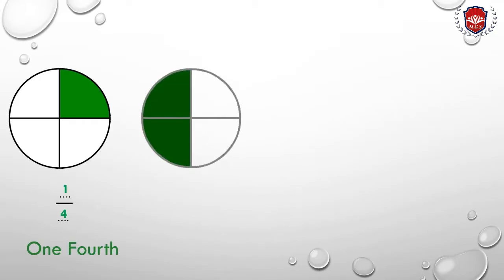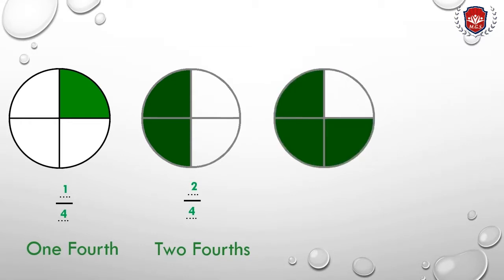As we said before, this is 1/4. Look at the next picture. I colored two parts. To represent this fraction, draw a fraction part. Start with the denominator, which is 4, and the numerator here is 2, and it's read as 2/4.